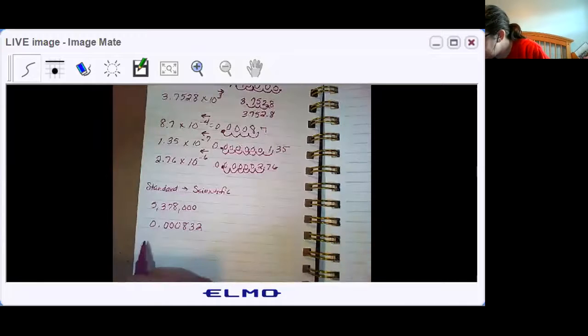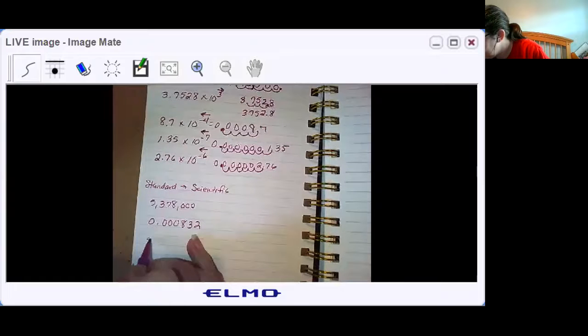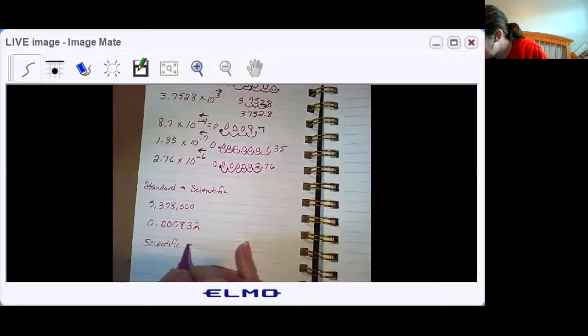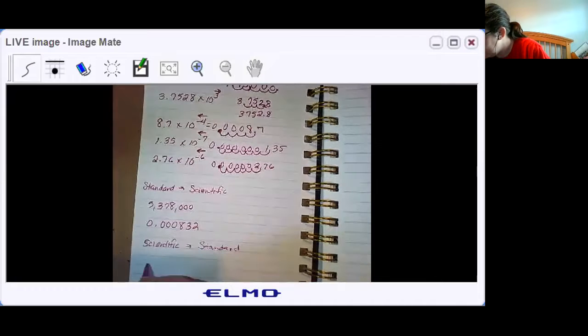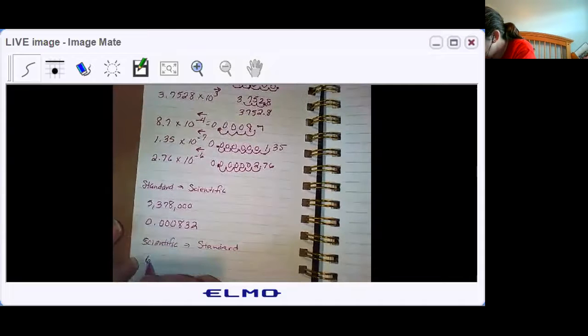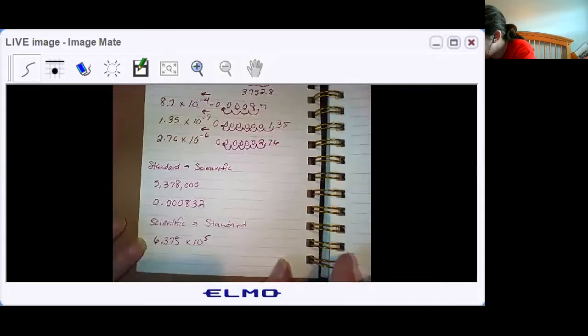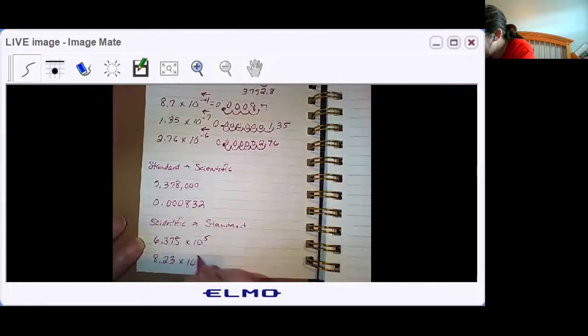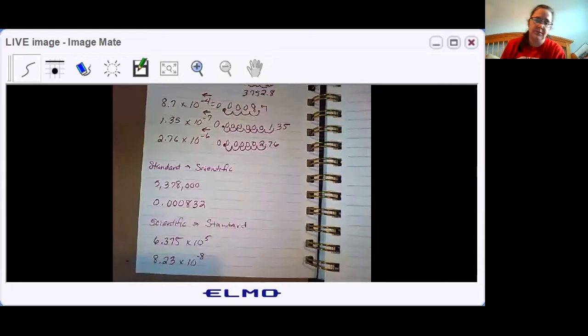And then I have two I want you to take from scientific to standard. So I want you to take 6.375 times 10 to the 5th and put it in standard notation. And I want you to take 8.23 times 10 to the negative 8th and put it in standard notation.